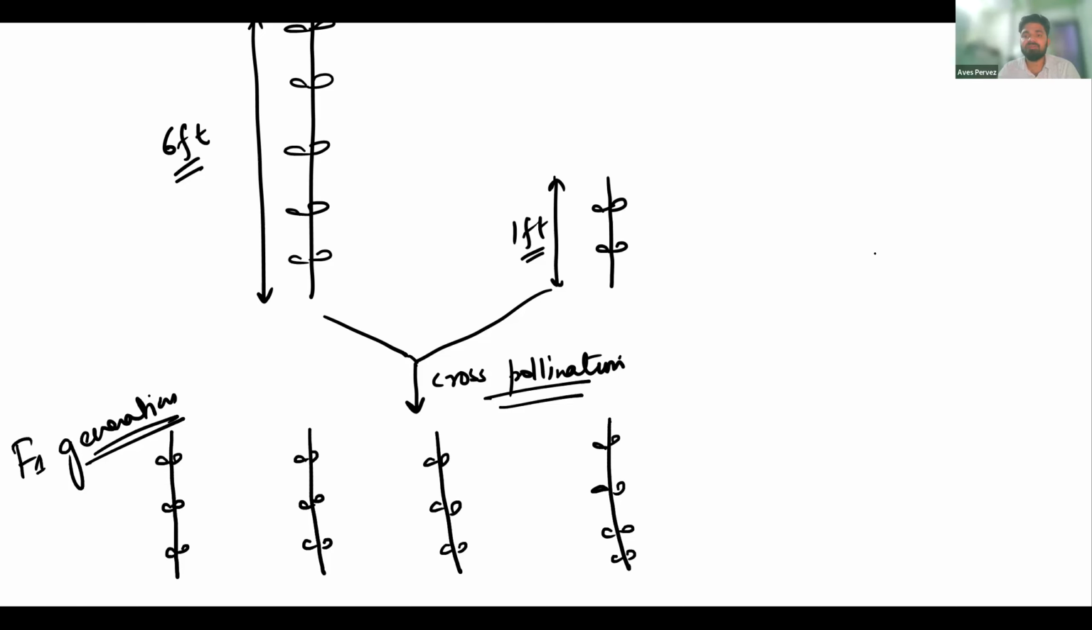There are no 3.5 feet plants. For example, 6 plus 1 divided by 2, we should get an average of 3.5. But there were no 3.5 feet plants. It means that the traits or the genes are not intermixed. They maintain their identity. They are not intermixed. Got it?